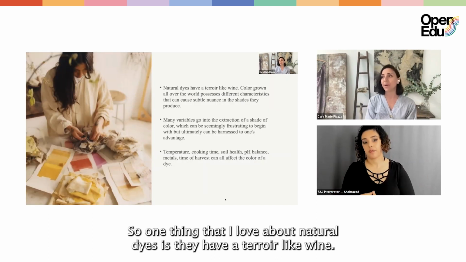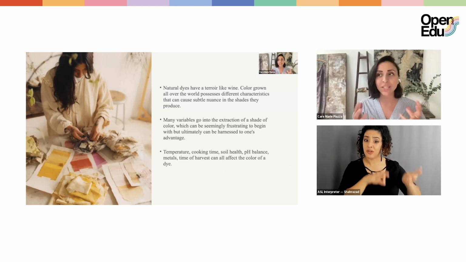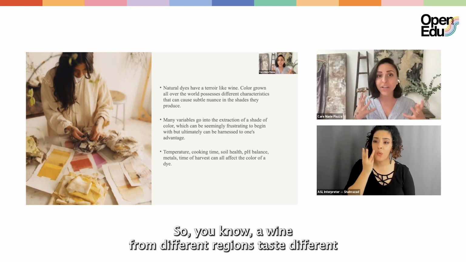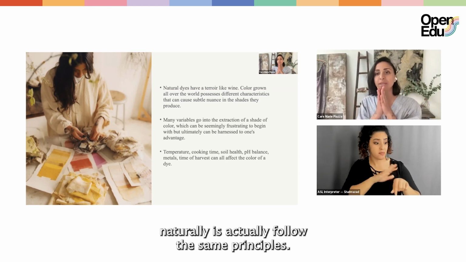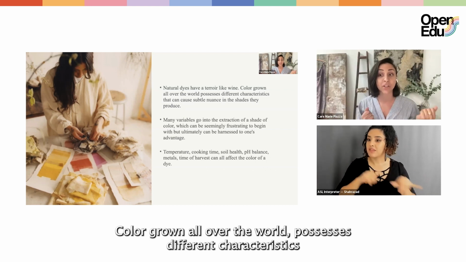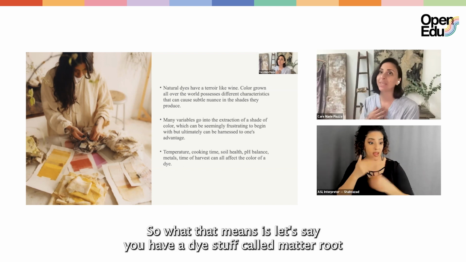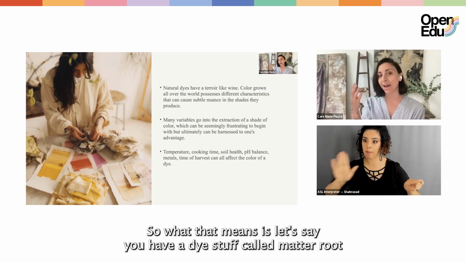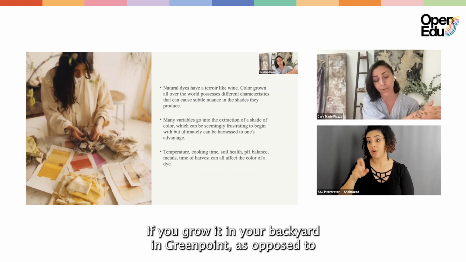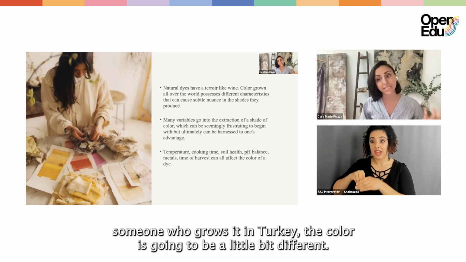So one thing that I love about natural dyes is they have a terroir like wine. So you know how wine from different regions tastes different? Natural dyes actually follow the same principles. Color grown all over the world possesses different characteristics that cause subtle nuance in the shades that they produce. So what that means is, let's say you have a dye stuff called madder root. If you grow it in your backyard in Greenpoint, as opposed to someone who grows it in Turkey, the color is going to be a little bit different.